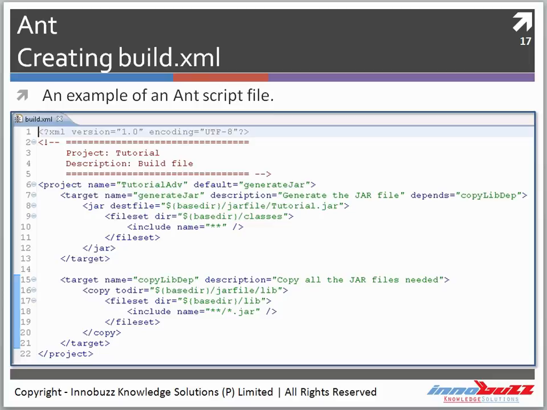Let's take a look at the second target, copy lib dep. This target will copy all the dependency jar files needed by the project. Inside this target, the copy task is being used. The first thing to be set is the folder in which the files will be copied. As you can see, it is the jar file lib folder. Inside this task, there are defined all the files that will be included. And in this case, it will include all the jar files that the project has. The project definition includes the name of the project and which is the default target to be executed.